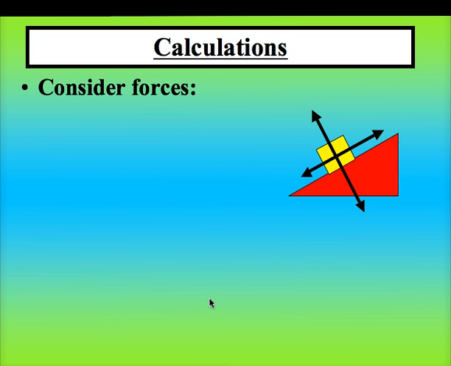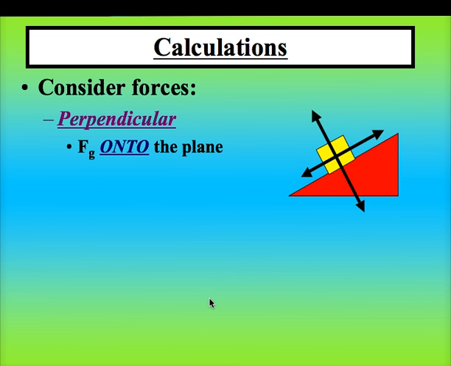So, how do we calculate this? Let's consider the forces. The perpendicular force, that is the force perpendicular to the plane, we call it onto the plane, is calculated using cos. Fg cos theta onto the plane. That's what the O stands for. Remember, theta is the angle of the incline here. So it's equal to the normal force because the plane pushes back with a force equal in magnitude and opposite in direction to the weight component of that force.